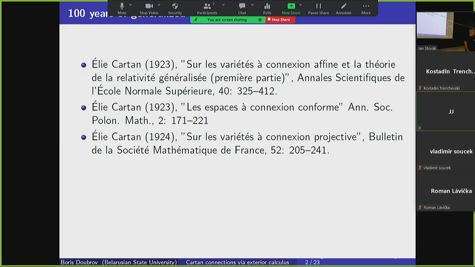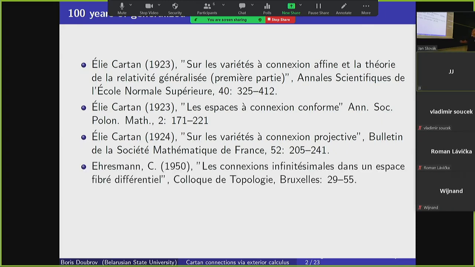Historically, Cartan used a slightly different language, and I will use exactly the language used by Cartan. Mainly today I will more or less present this paper from 1924, on projective connections.